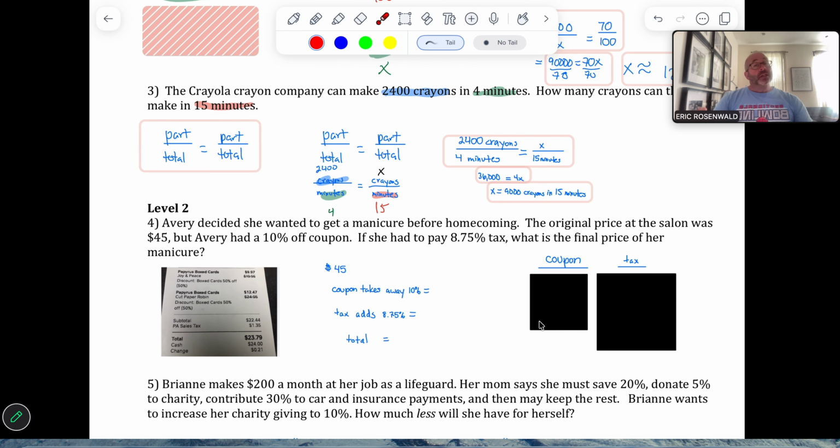Okay? Level 2. Now let's start talking about where there's multiple steps in these problems here, okay? Avery decided she wanted to get a manicure before homecoming. Okay, that's a useful statement. It just tells us kind of what's happening though. The original price at the salon was $45, but she has a coupon for 10% off. If she had to pay 8.75% tax, what is the final price of her manicure?